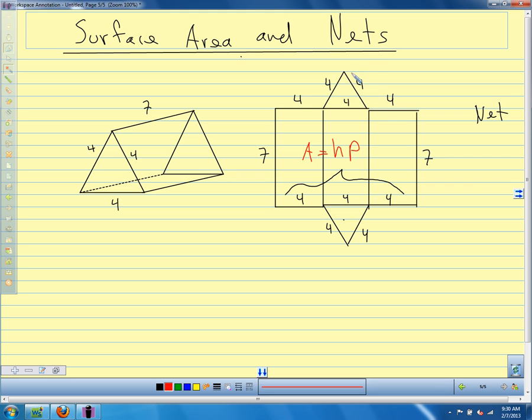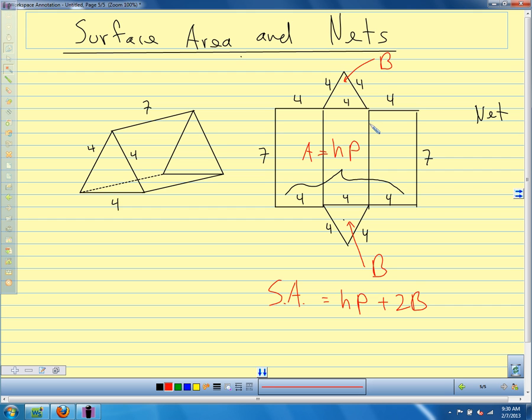And the area of this triangle is B, the area of the base. And the area of this triangle is B, also the area of the base. So the surface area, the total area, is HP plus 2B. So the formula comes from opening up our shape flat and finding the area of each part. If you can't remember the formula, you can always draw a net for your shape and find the area that way.